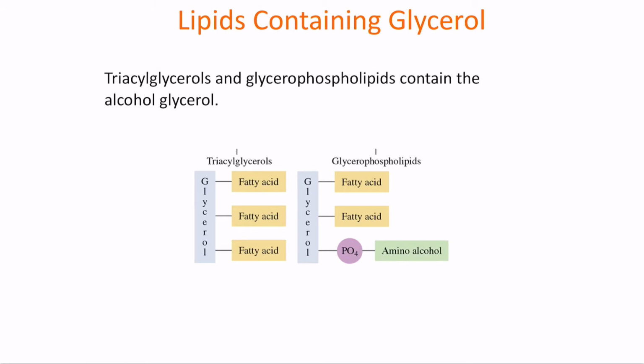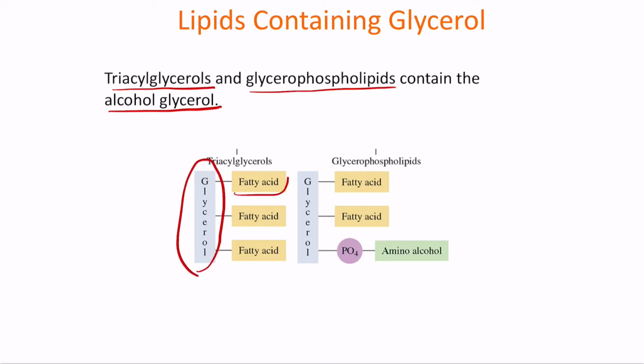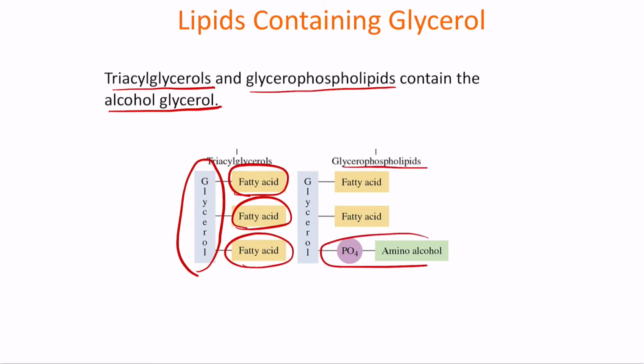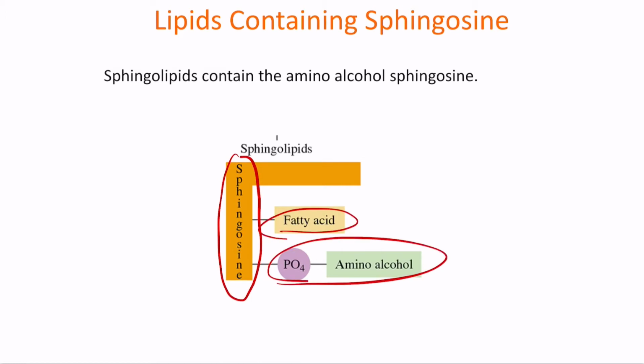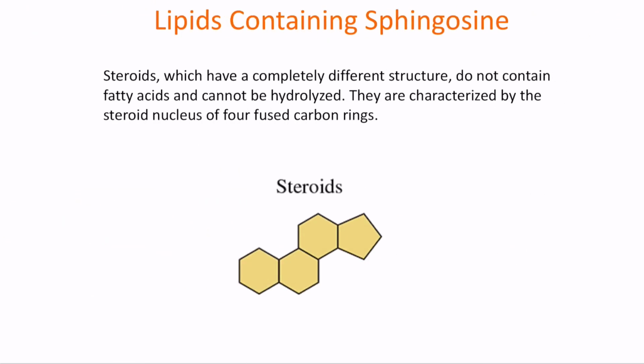So what are lipids containing glycerol? There are two of them: triacylglycerols and glycerophospholipids. They are structures that contain an alcohol, the glycerol. So you have a glycerol structure attached to fatty acids. And sometimes when you see glycerophospholipids, you have a phosphate group with an amino alcohol attached to that. So this is an example of lipids that contain glycerol. Sphingolipids contain sphingosine, which is an amino alcohol attached to a fatty acid and a phosphate group and an amino alcohol. So these are the ones that contain sphingosine.